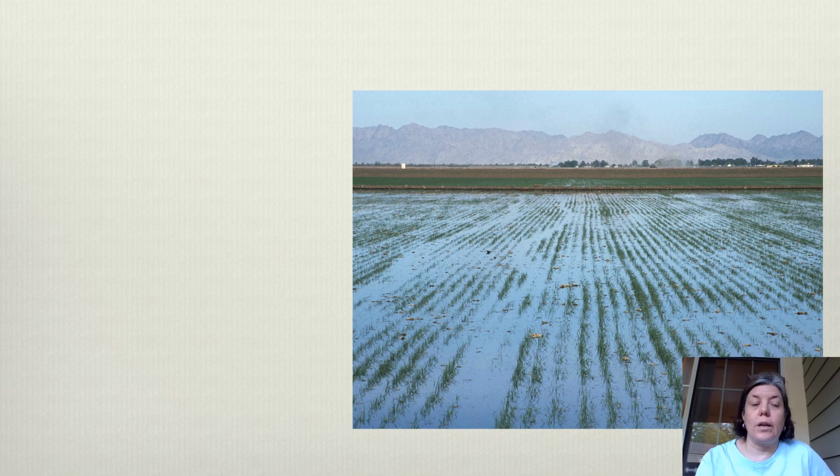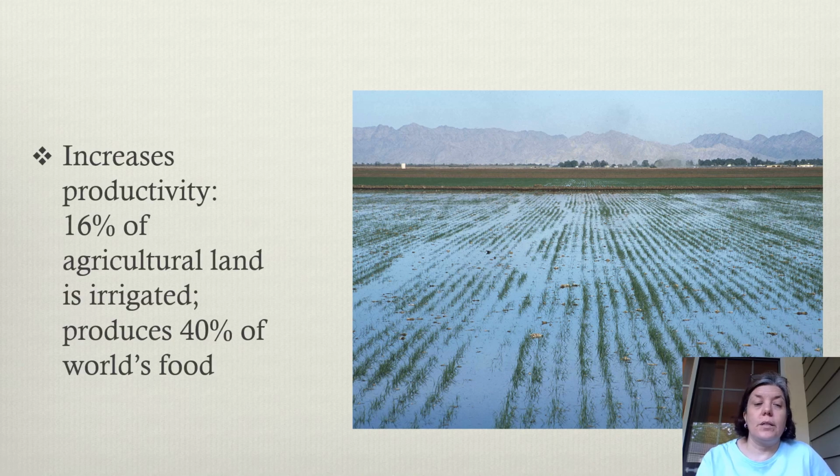Okay, what does irrigation do for us? It basically increases the productivity of our land. So 16% of agricultural land is irrigated, which leads to land that produces 40% of the world's food. And what you see here is a field that has been flooded in a way of irrigating it.